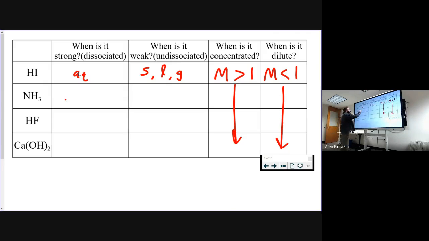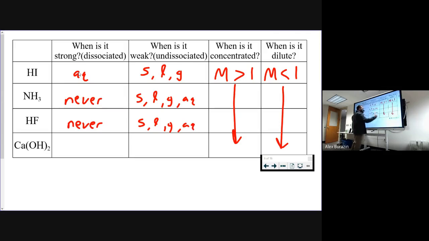All right, so when is ammonia strong? Never. When is it weak? Solid, liquid, gas, or aqueous, right? Ammonia is weak, even when in water. It's aqueous. Hydrofluoric acid, when is it strong? Never. It's a weak acid. When is it weak? Solid, liquid, gas, aqueous. Calcium hydroxide, when is it strong?